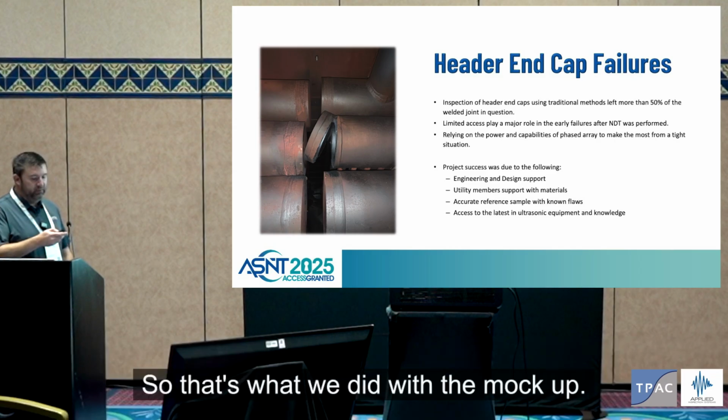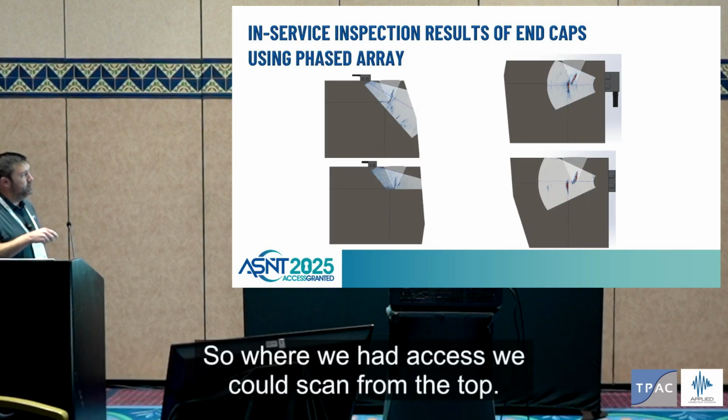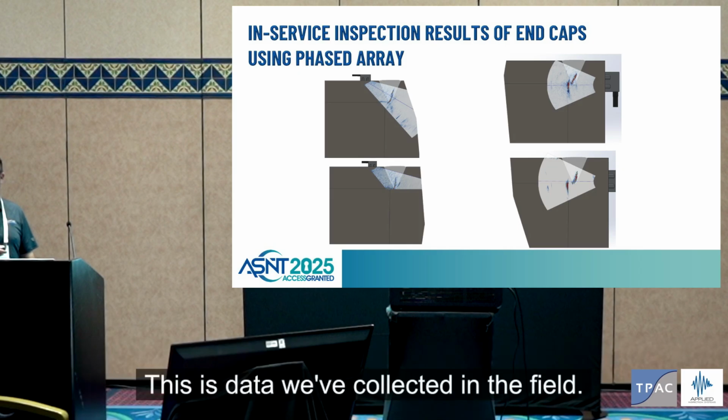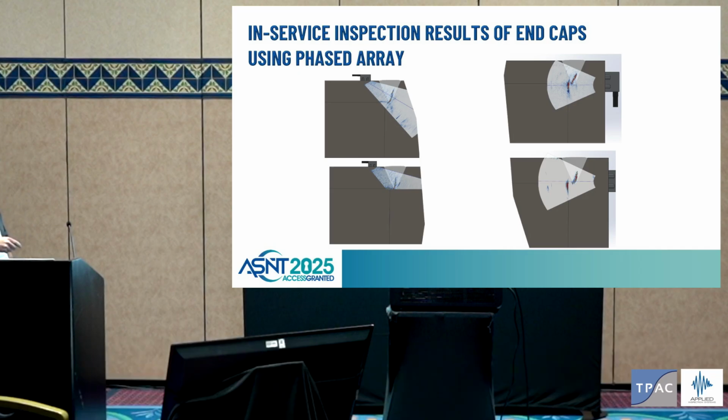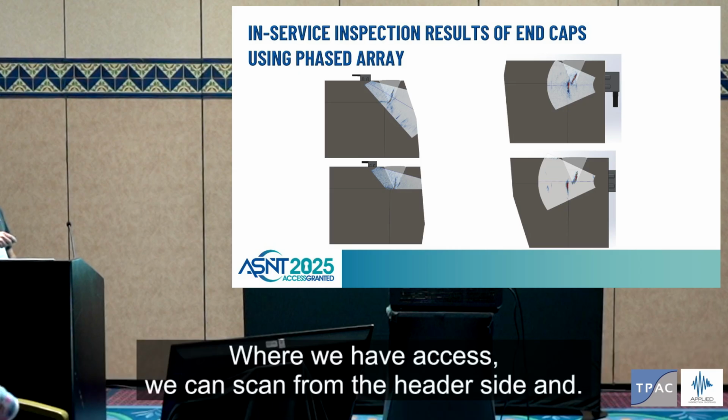So that's what we did with the mock-up. And this is just some data overview. Where we had access, we could scan from the top. And these are actually indications from the field. This is data we've collected in the field. Pretty large cracks, and we can find them from the end caps. Where we have access, we can scan from the header side.